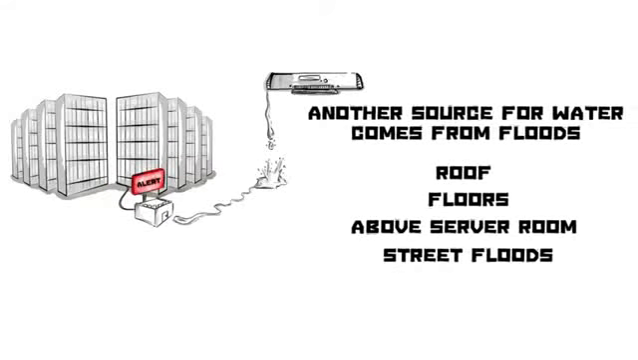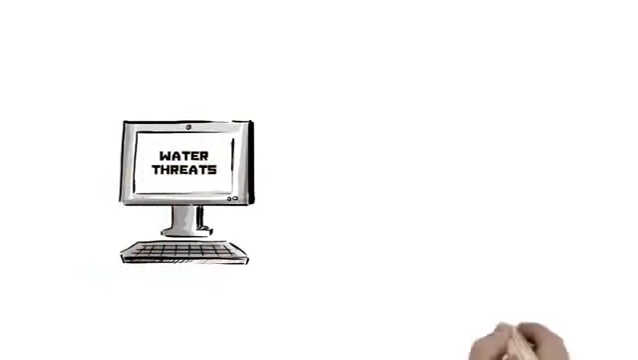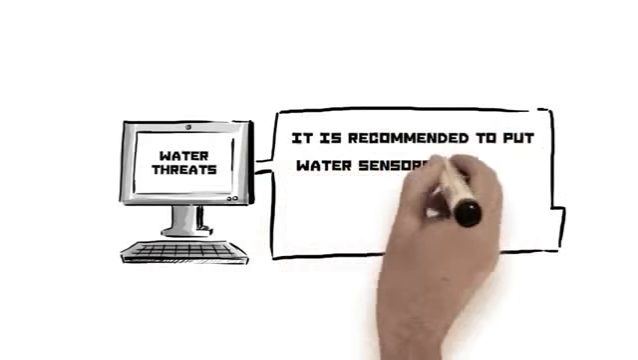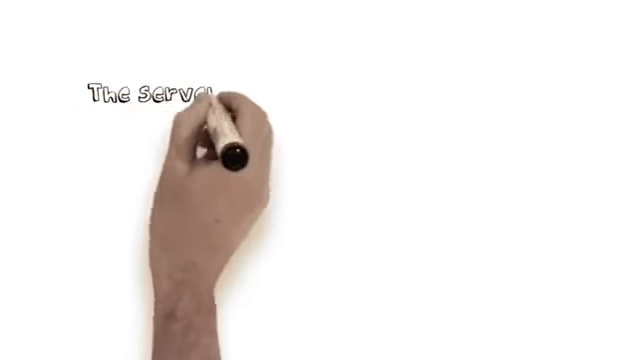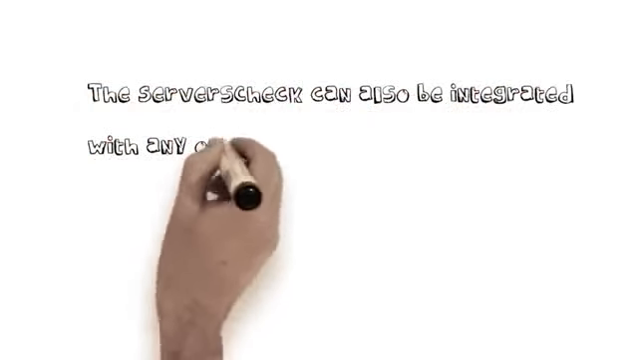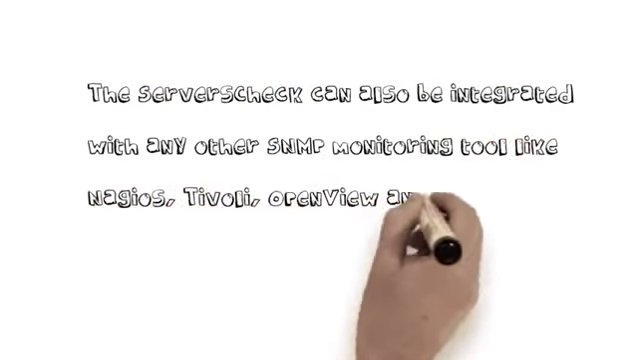Another source of water comes from traditional floods. To get an early warning on flooding, it is recommended to put water sensors under the raised floor and around the perimeter of the room. The Servers Check sensors can be integrated with any SNMP monitoring tool like Nagios, Tivoli, OpenView, and many others.